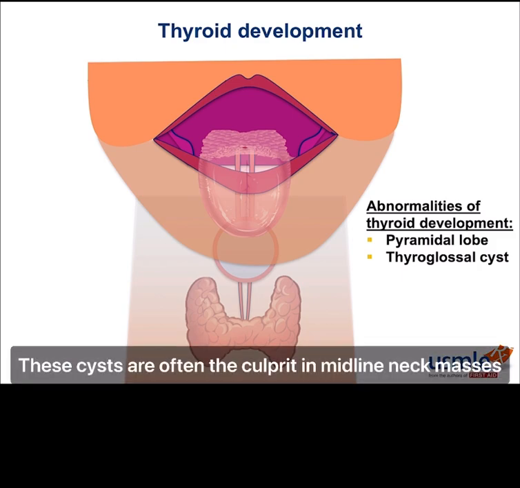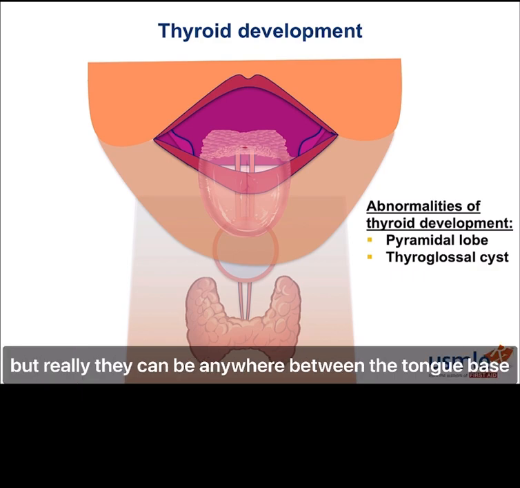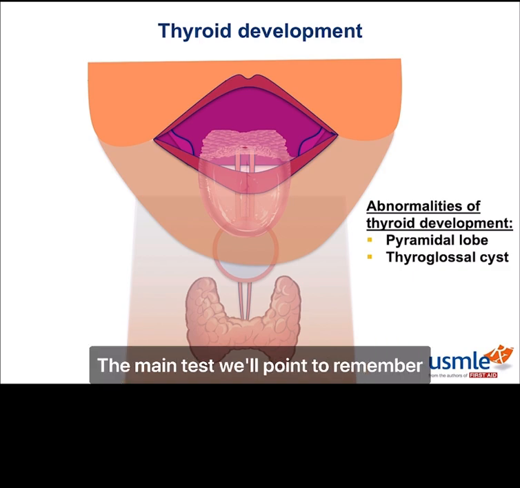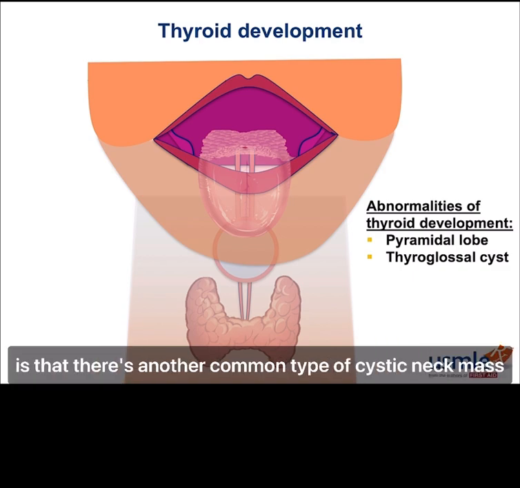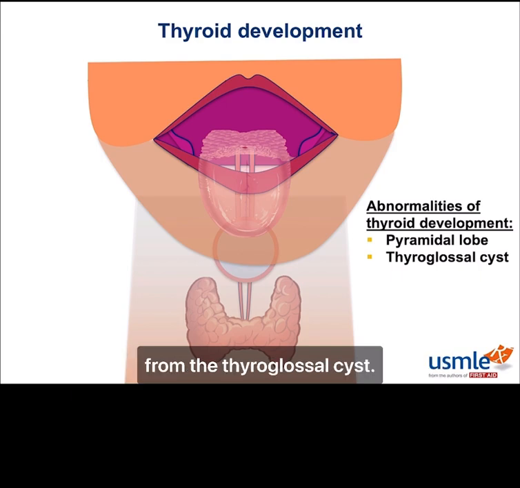These cysts are often the culprit in midline neck masses of the pediatric population, usually found right around the level of the hyoid bone, but really they can be anywhere between the tongue base and the thyroid cartilage. The main testable point to remember is that there's another common type of cystic neck mass found in kids that you'll have to distinguish from the thyroglossal cyst. Remember what that one is?